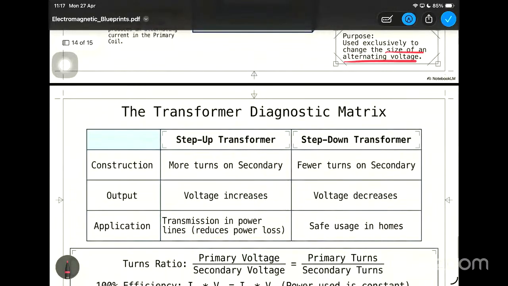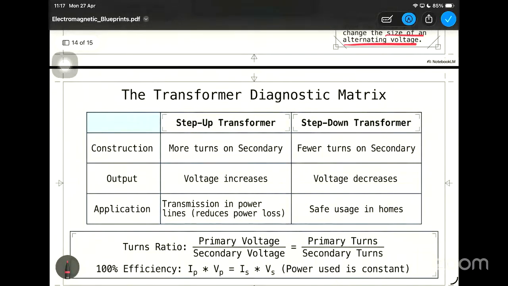Then the transformer diagnostic matrix. Transformers can be divided into two: step up transformers and step down transformers, right? As the term refers, step up means the voltage will be higher in the output value, which means the secondary voltage will be higher than the primary voltage. You can remember it like this: VP is at a lower level, but VS is at a higher level. A step down transformer means VP is at a higher level, but Vs is at a lower level, which means you are downgrading or decreasing the voltage value, right?